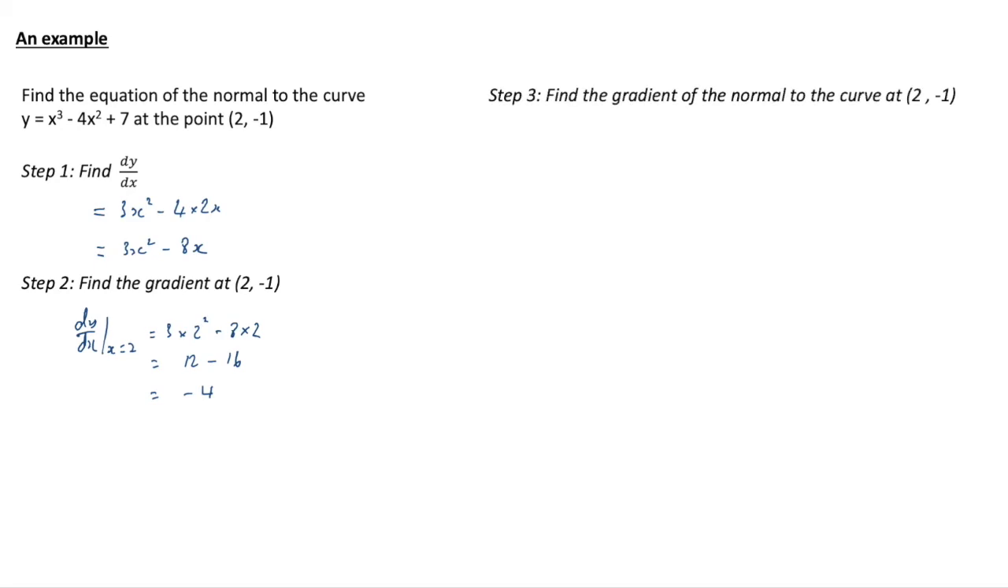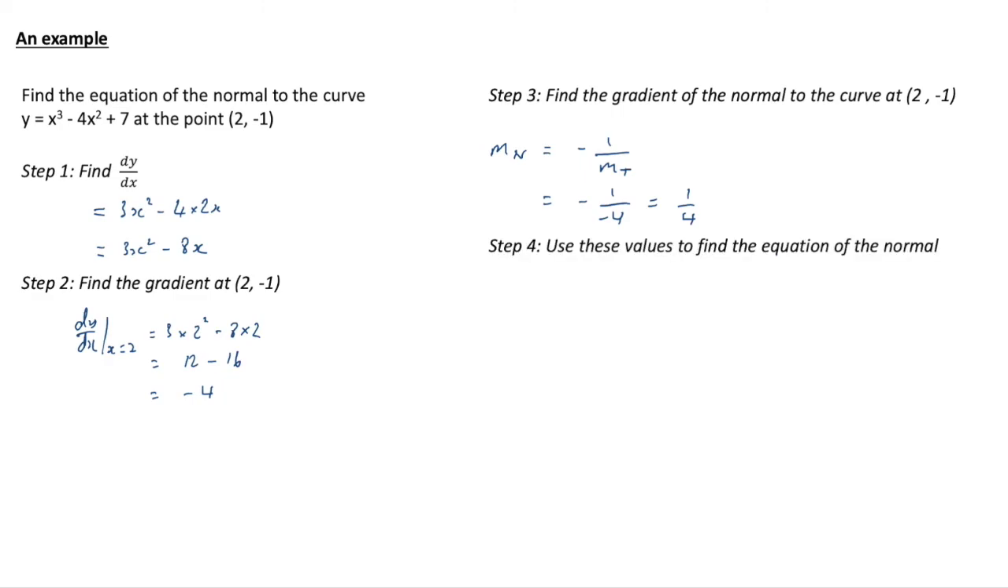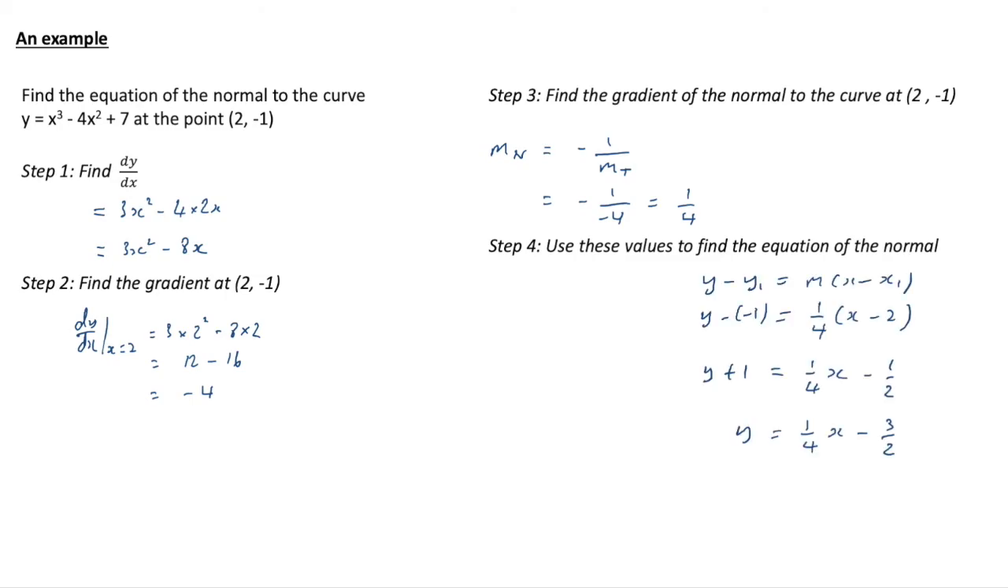Step 3, find the gradient of the normal to the curve. The gradient of the normal, which I've called mn, is -1 over the gradient of the tangent. So in this case, it's -1 over -4, which is 1/4. Step 4, use these values to find the equation of the normal. So we can just pop them in. y minus y1 equals m(x minus x1). x1 and y1 come from the point. The gradient m is our quarter.